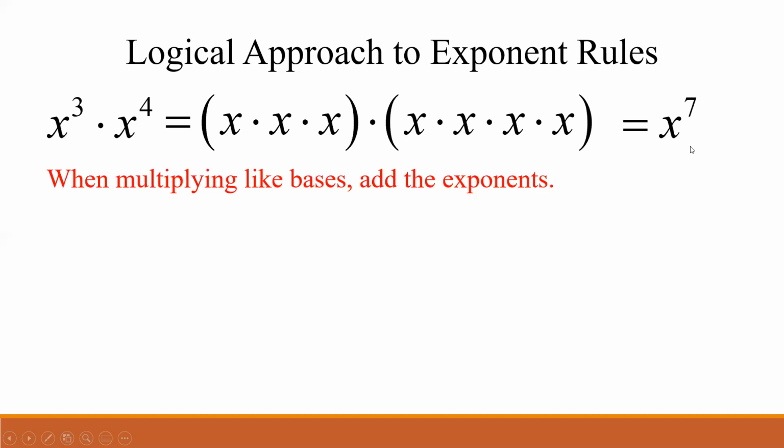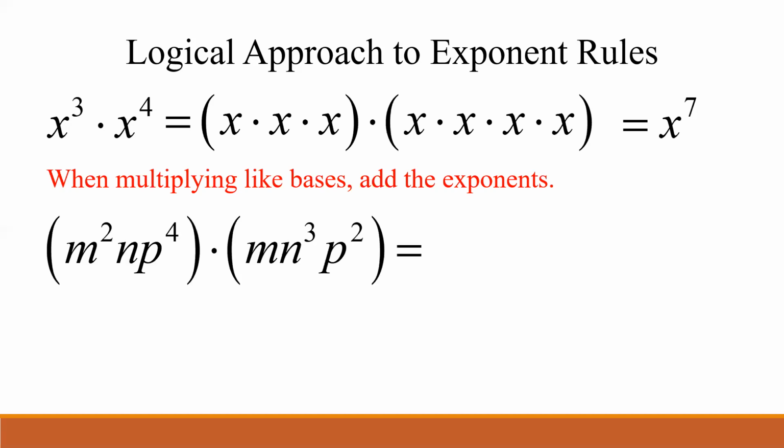So that tells us what to do. Anytime you're multiplying the same base, and the base does have to be the same, then all we have to do is add the exponents. Okay? So pause the video for just a couple seconds, or just try to do it in your head, and see if you can figure out what the answer to this would be.